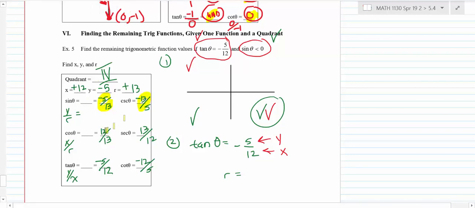Okay, so think of these problems, if I'm asking for the six trig functions: figure out x, y, and r. That's what you have to do, and once you realize that's all you're doing, then it's pretty easy to do. But be real careful about those signs when you're doing this. Make sure you know what quadrant you're in.